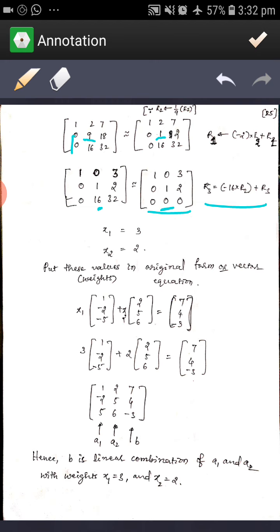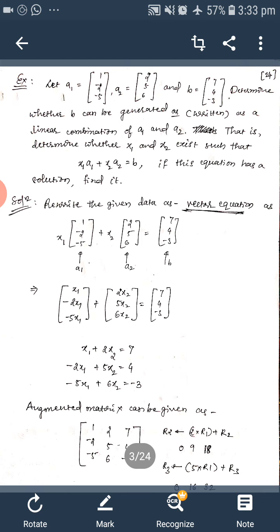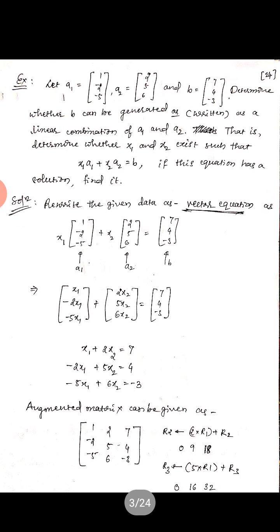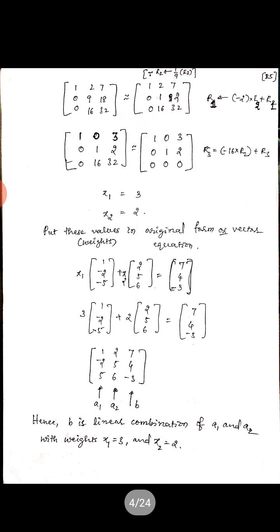So we can see here, x1 and x2: directly x1 equals 3 and x2 equals 2. Here there are only 2 variables, x1 and x2, and both values we got directly. And your third row is 0 here. The number of variables is 2, but the number of equations is 3. Equations 3, but variables 2. So x1 and x2 we got directly.